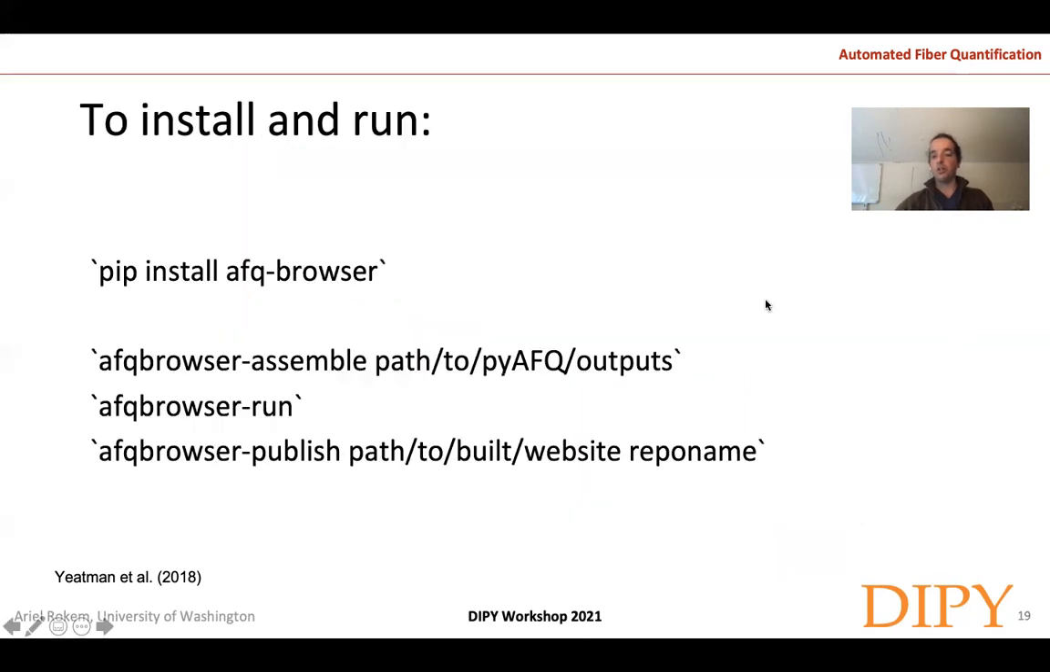Okay, to install AFQ Browser, you would install that using pip install AFQ-Browser, and then the three command line ways to use this: AFQ-Browser assemble, which you provide the outputs from PyAFQ to, and then it builds this website for you. Then you can run it so that you can see this on your own computer, run it locally on your own machine. And AFQ-Browser publish would then upload your built website up into a repo on GitHub so that others can see it as a GitHub Pages website.